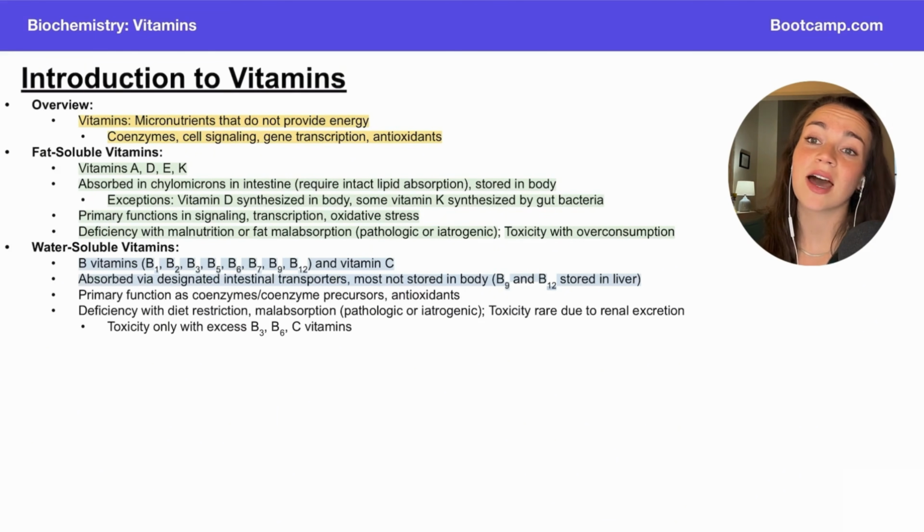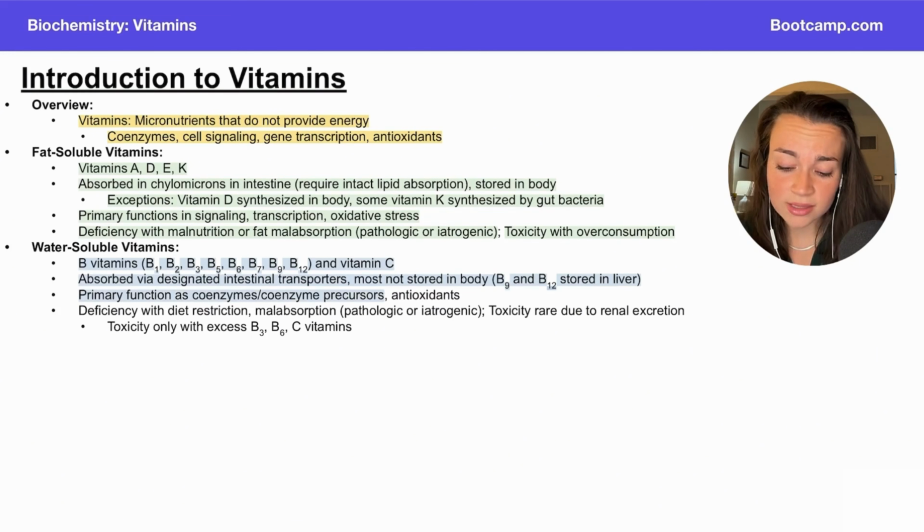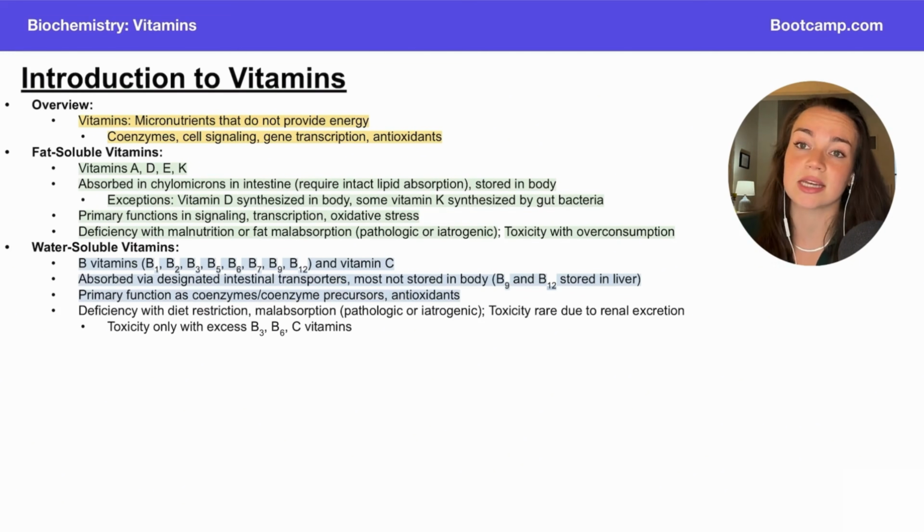The water-soluble vitamins have a lot of similar functions to the fat-soluble vitamins, although each vitamin has their own subset of pathways that they are involved in. But these have functions as coenzymes and coenzyme precursors and antioxidants. And like we said, your body doesn't hold a lot of stores of these water-soluble vitamins. So you can become deficient with diet restriction.